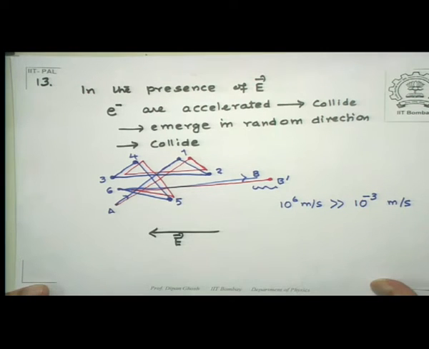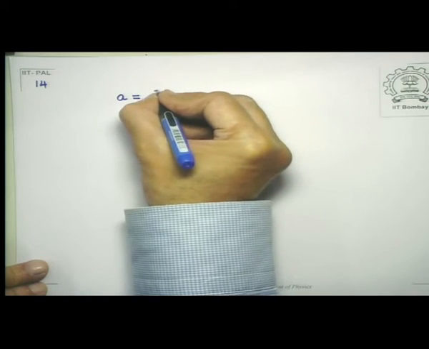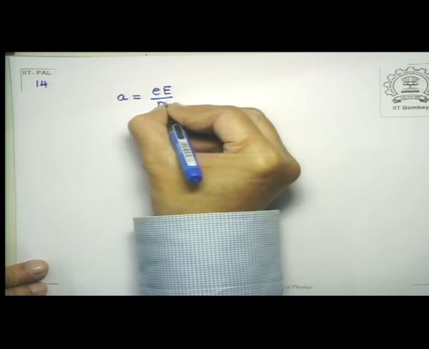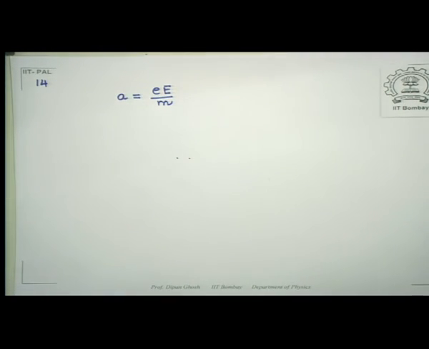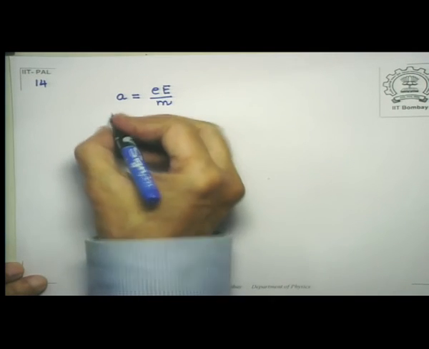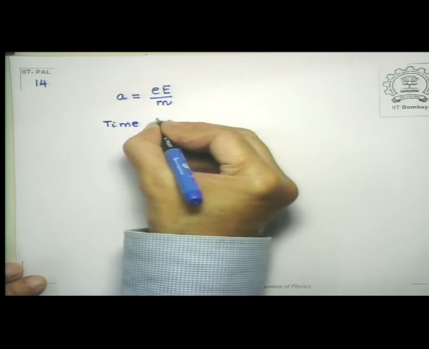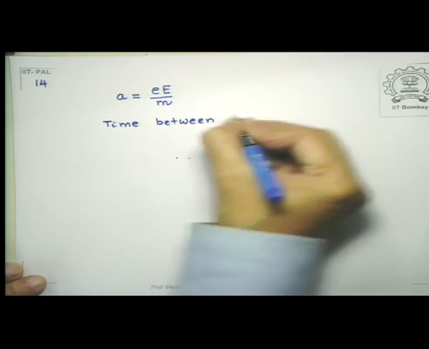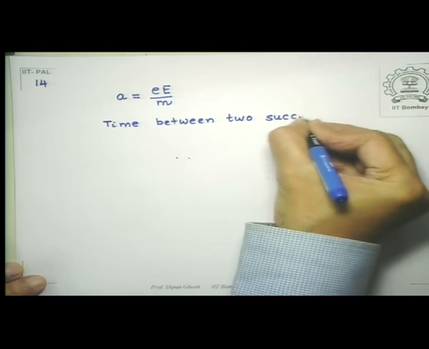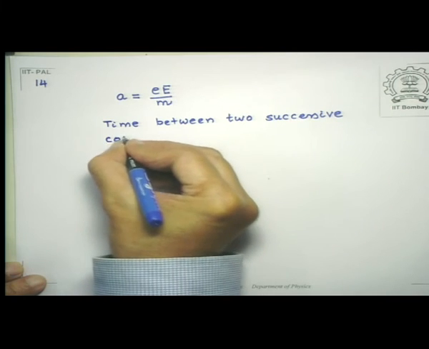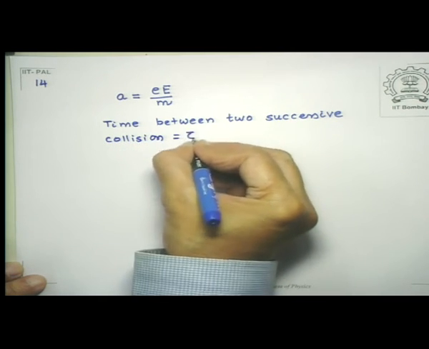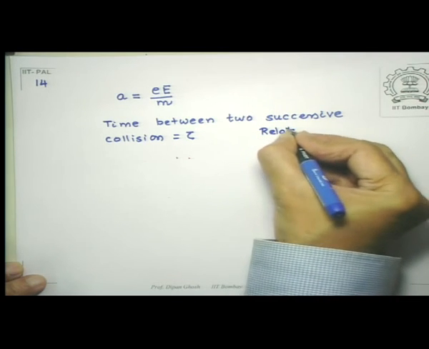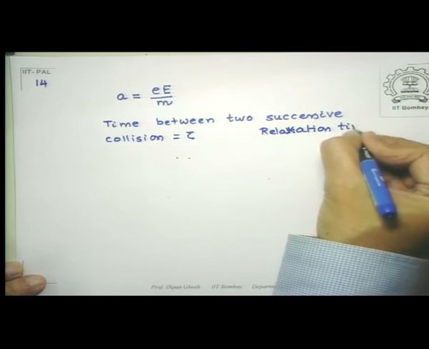Now let us look at what exactly is the dynamics a little more quantitatively. So you notice that in the presence of an electric field, the acceleration of the electron, of course direction we know is opposite, is given by E over m, where the mass of the electron is m. Now let us suppose the time between two successive collisions is tau. This is also known as relaxation time. That is where the electron is relaxing after a collision.